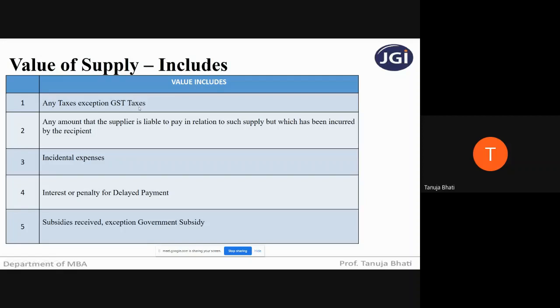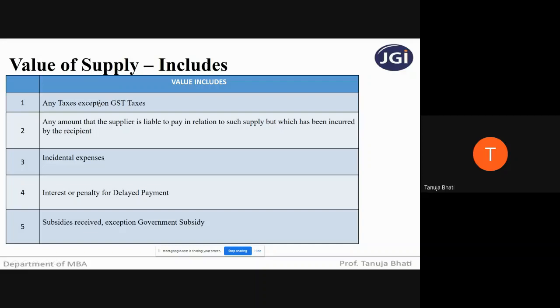So the value of supply of goods and services shall be the transaction value, as you already know. And what is transaction value? The price that is actually paid or payable on the sale of goods or services. But this transaction value shall include any taxes, any duties, any cess, any fees or any charges that is levied under any law, but not GST taxes. Like you will not include CGST, SGST, IGST, composition cess. So let me give you an example for this.